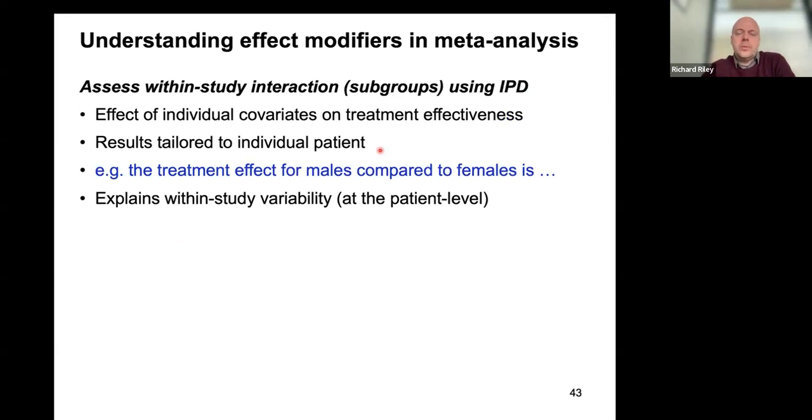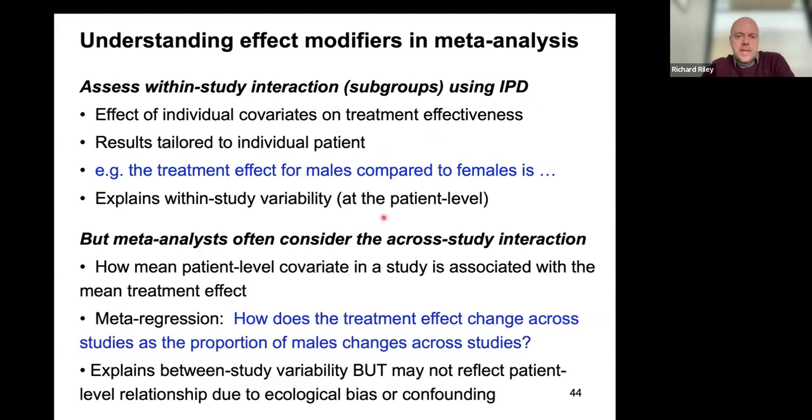So what am I talking about here? Within study interactions means that I'm looking at the effect of individual covariates on treatment effect. So this is at the individual level. Think about explaining individual level variability. So the treatment effect for males compared to females is such and such. In a traditional meta-analysis where we would use a meta-regression, we don't have the IPD. What we tend to look at is how things change across studies. So this relates to across study interactions or associations. Basically, it's saying how does the average covariate value in a study, how is that associated with the average treatment effect? So it's an ecological level.